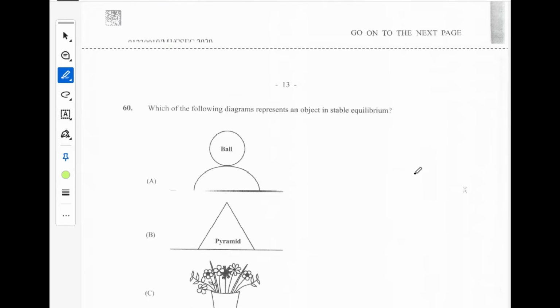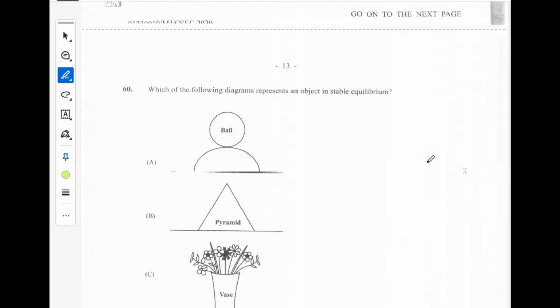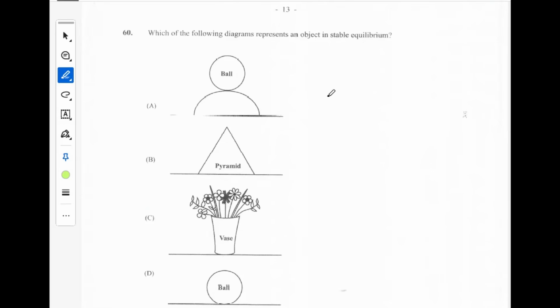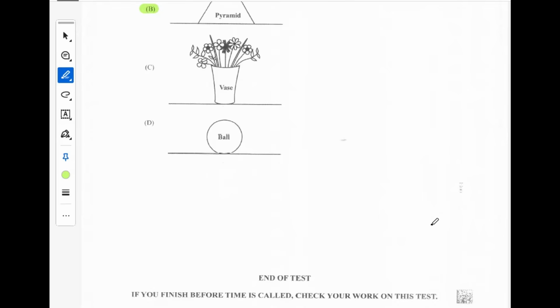Which of the following diagrams represent an object in stable equilibrium? There are different types of equilibrium. So for stable equilibrium, you want the most stable option. And right now it's looking like the pyramid. And that completes our test.